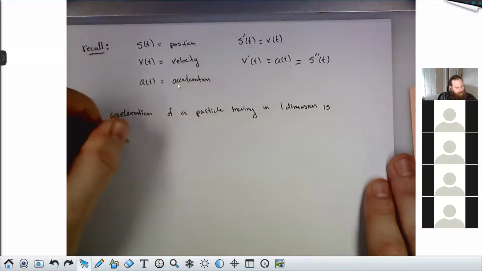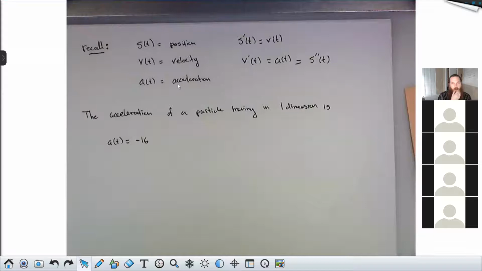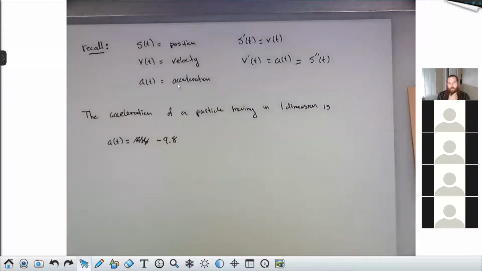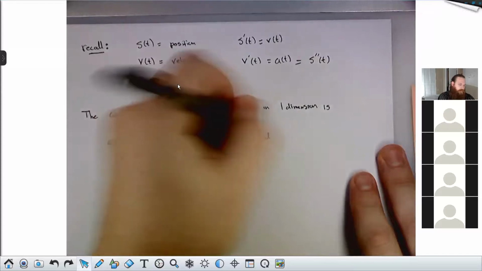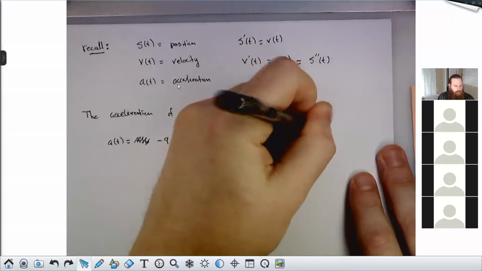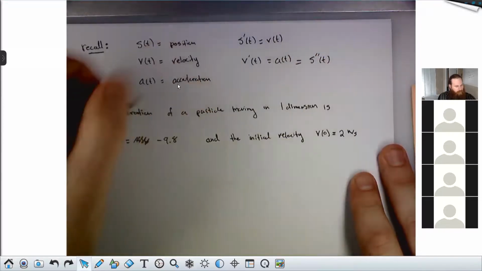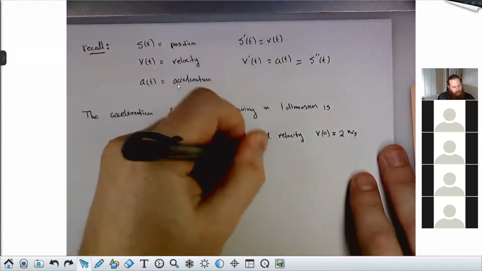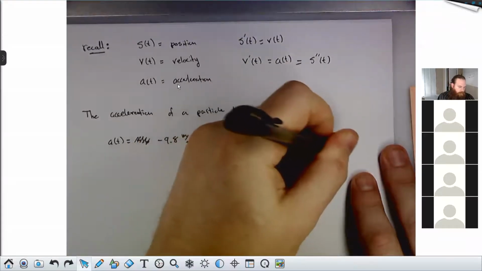is a of t equals, let's say, -16, because this is, well, let's use the other units. Let's say it's -9.8. These are the SI units for gravitational acceleration here on the surface of the Earth. And the initial velocity v of 0, let's say this is 2 meters per second. The units here are meters per second squared. And the initial position s of 0 is, let's make it 1,000 meters.